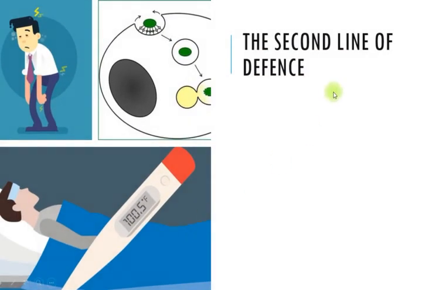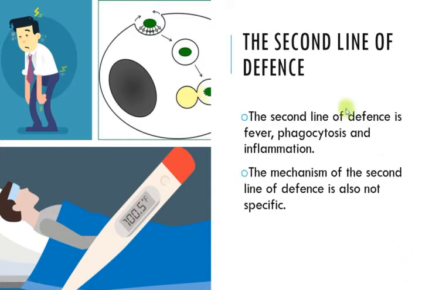Okay, next we go to the second line of defense. Once the pathogen enters into the body, in other words, the first line of defense cannot stop the entering of the pathogen, the second line of defense will be stimulated. The second line of defense is fever, phagocytosis, and inflammation. The mechanism of the second line of defense is also not specific.